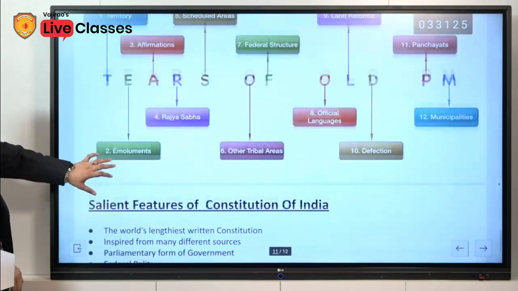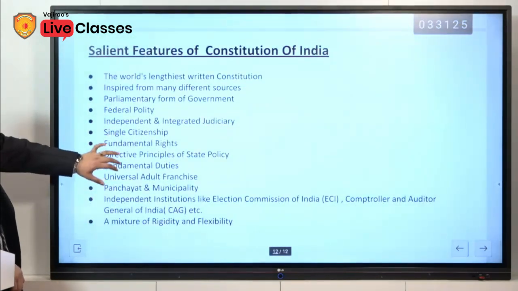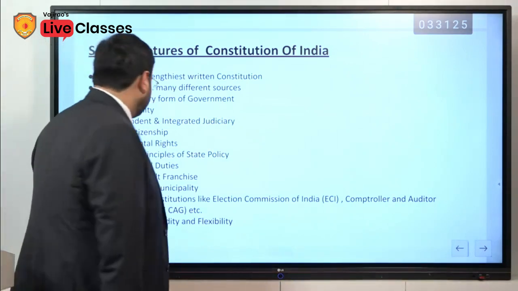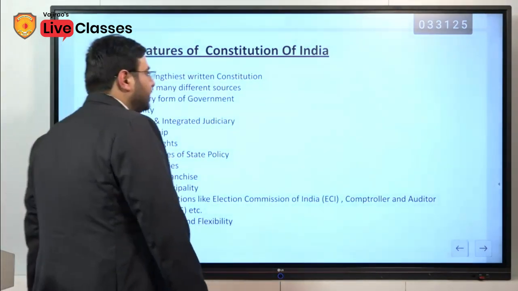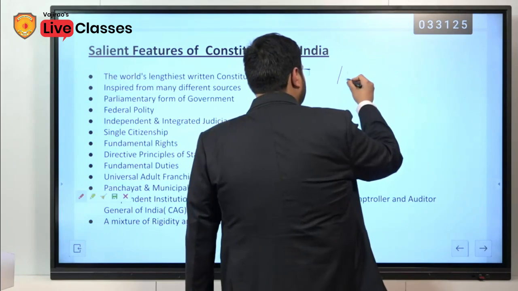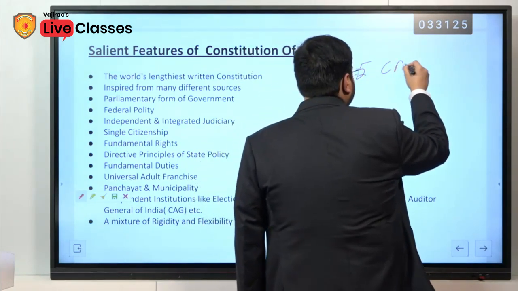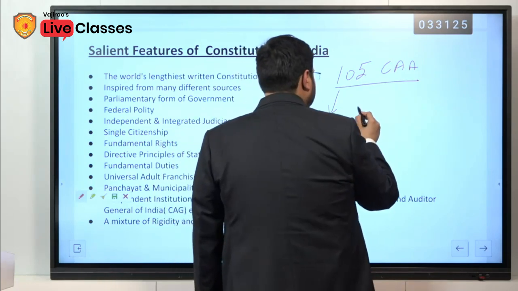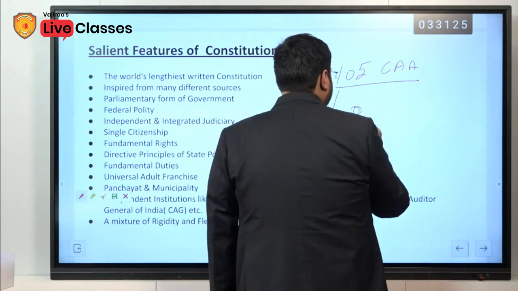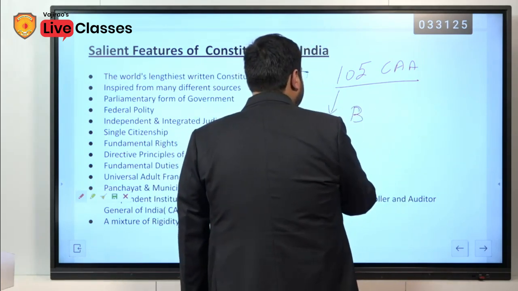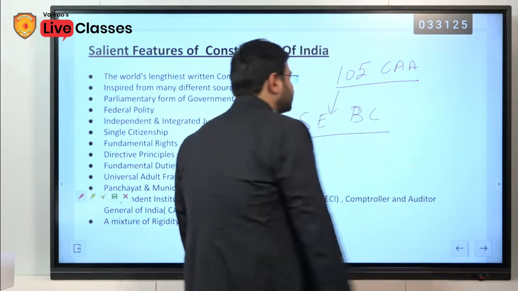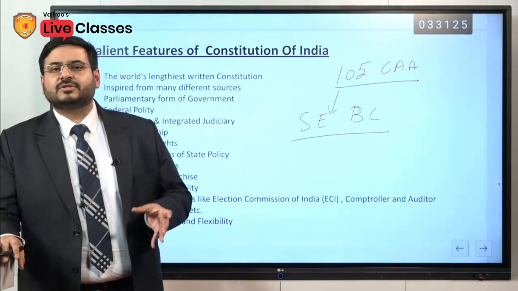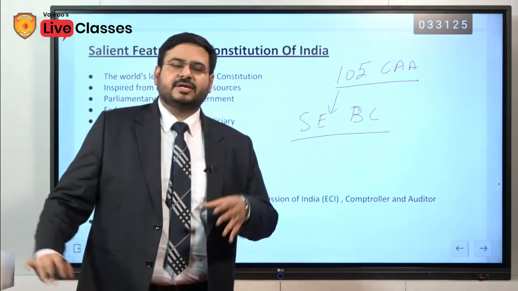Now, when you have understood the schedules, here comes the amendments to the Constitution of India. The latest amendment is the 105th Constitutional Amendment Act. This is the amendment that is providing the states the power to decide their own list of socially and educationally backward classes.